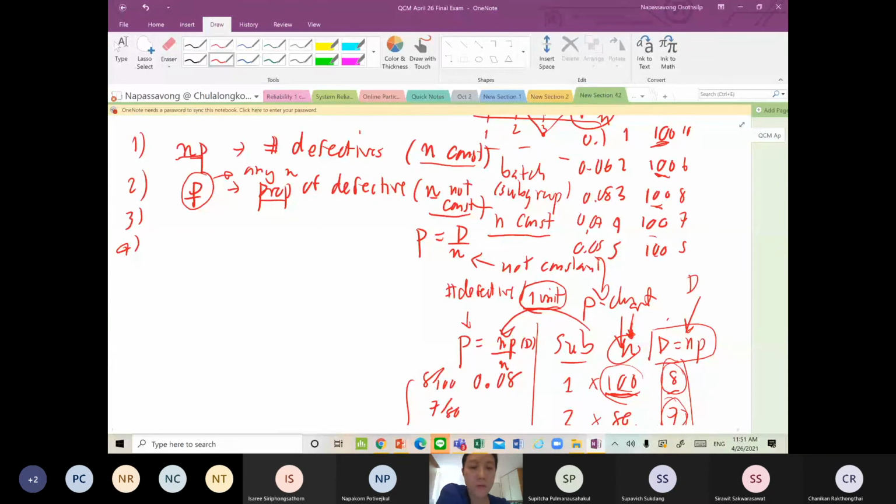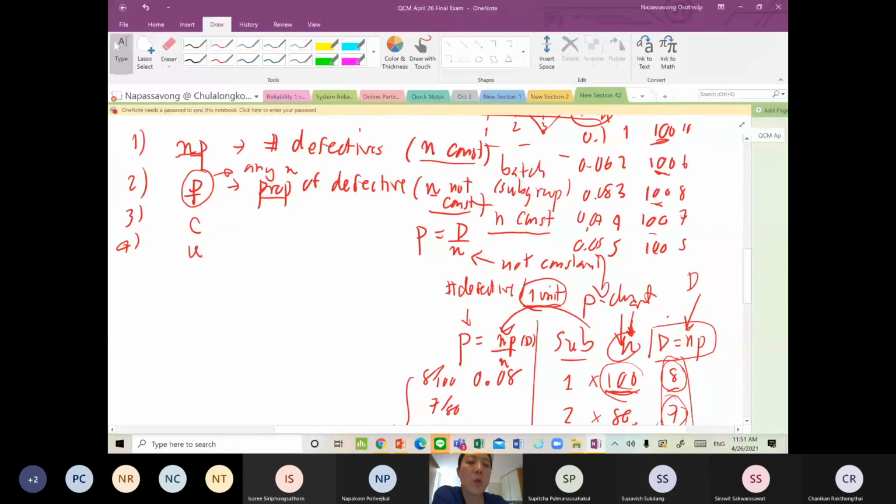Do you have any questions up to this point? If not, we will move to the last two types of charts, which are C and U.